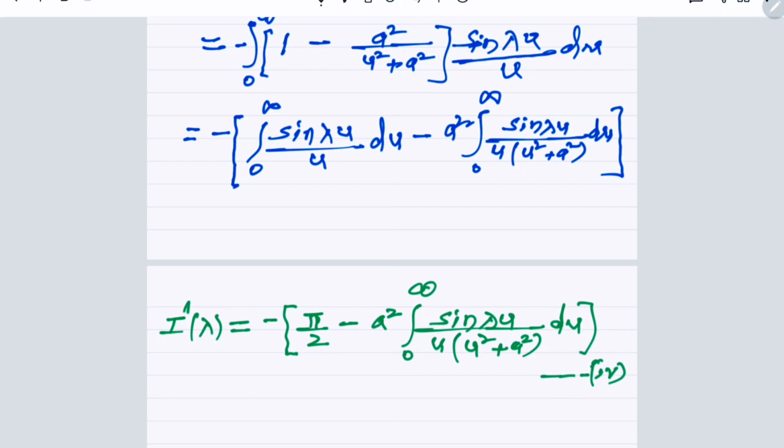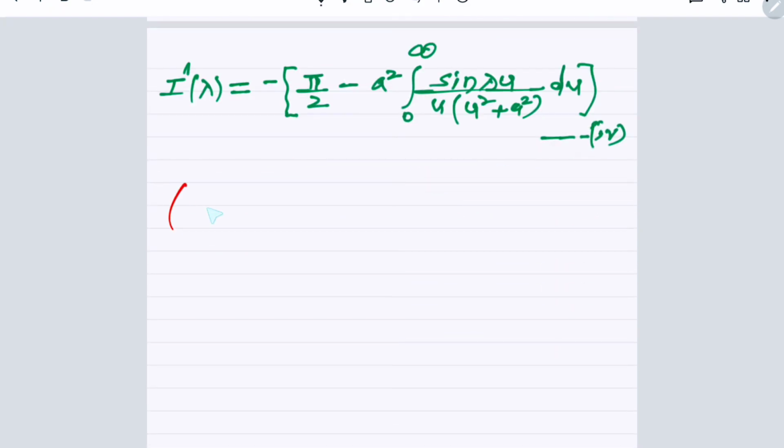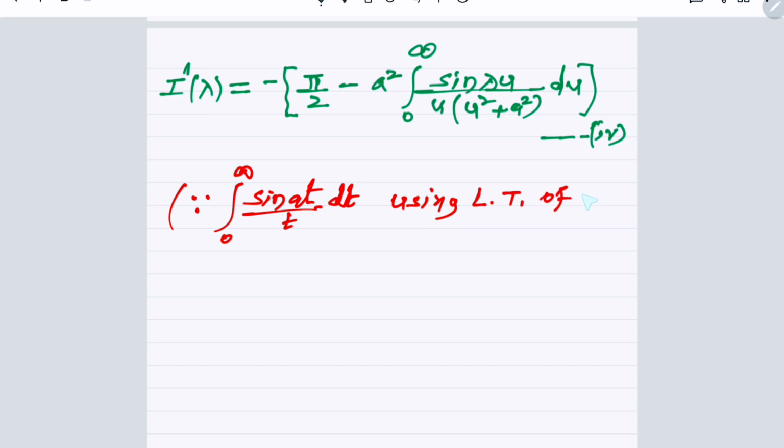Equation number 4. The reason is that the integration of sin at upon t between limits 0 to infinity, the value by Laplace transform is pi by 2. Using the Laplace transform technique, the value is pi by 2. This step is very, very important.